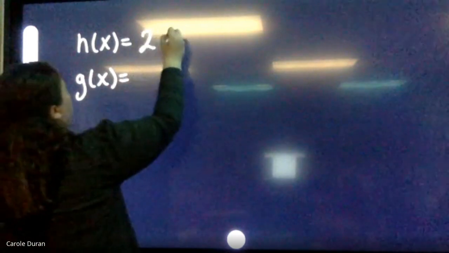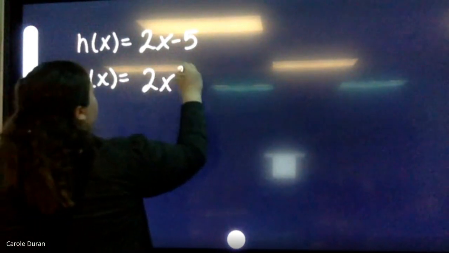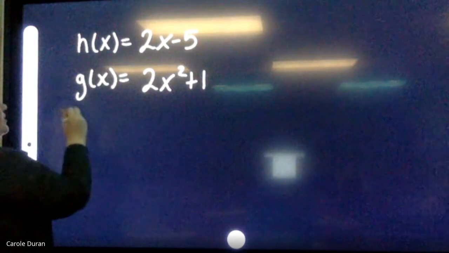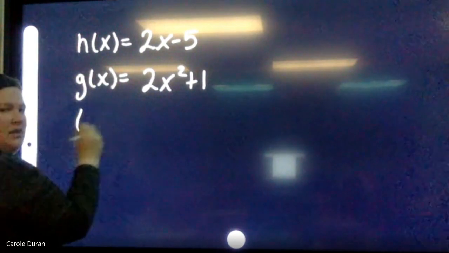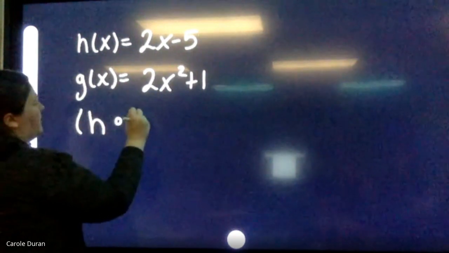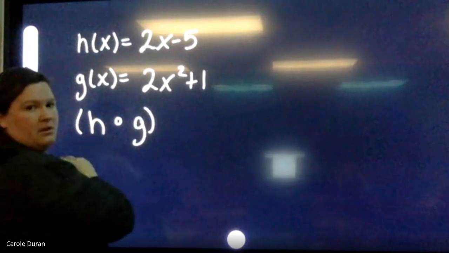Okay, so the first one, we're going to have two functions. The first one is h of x, and the second one is g of x. H is equal to 2x minus 5, and function g is equal to 2x squared plus 1. The composition that we are finding is h, big open circle, g of x.